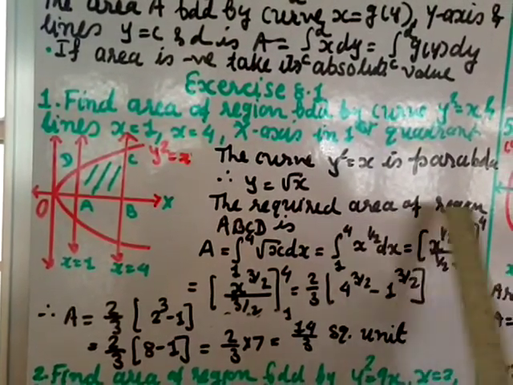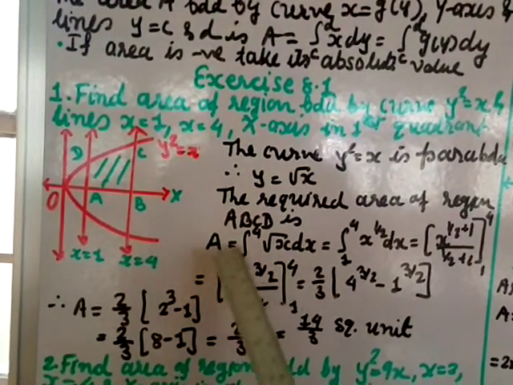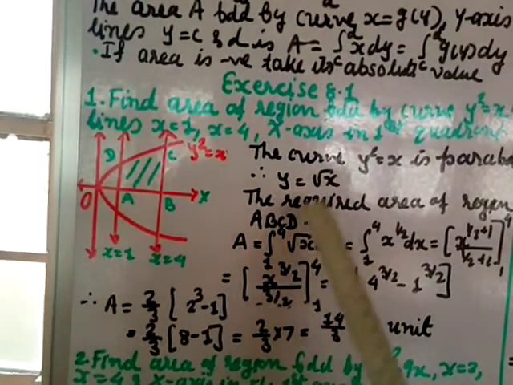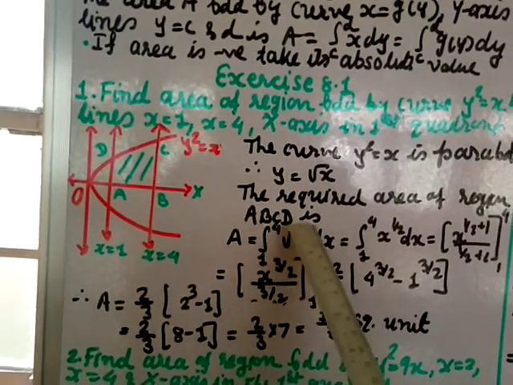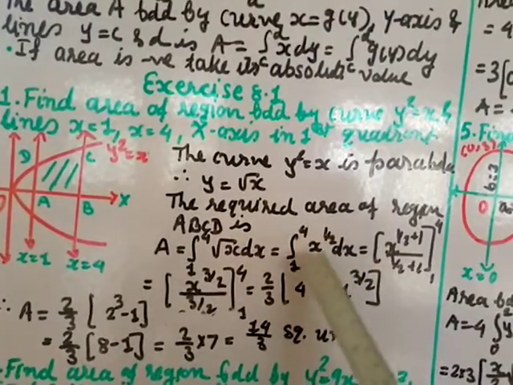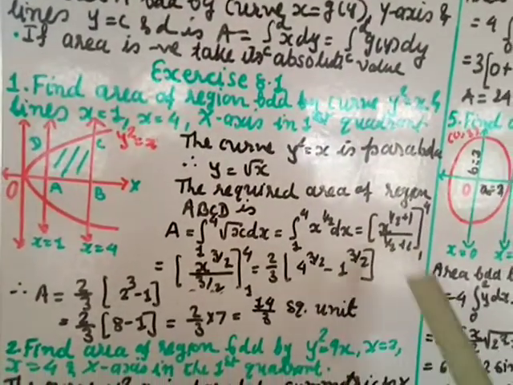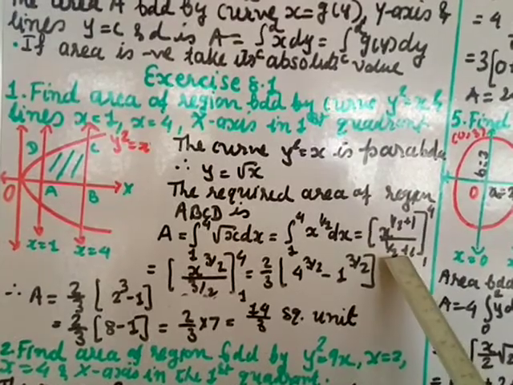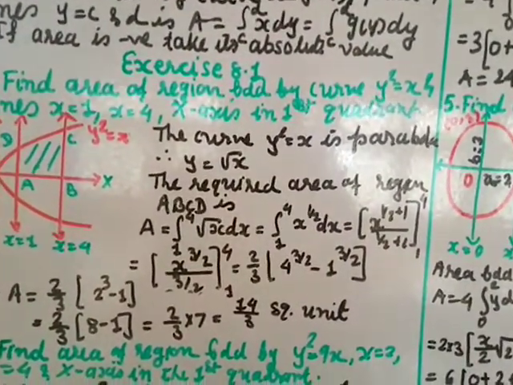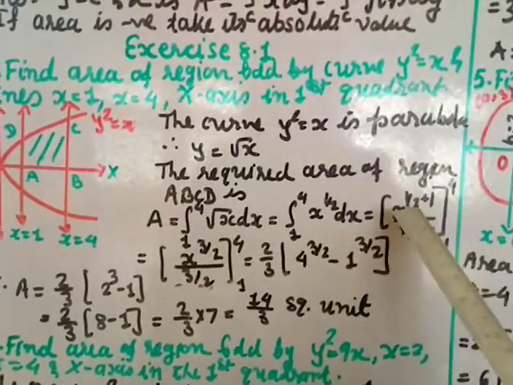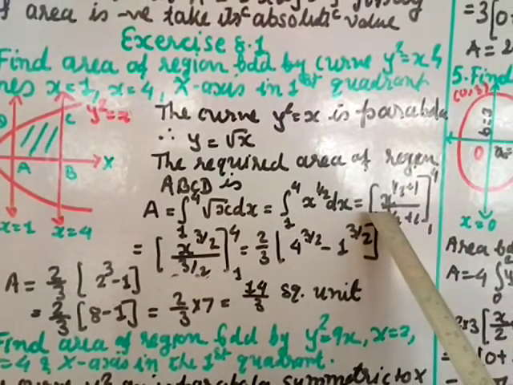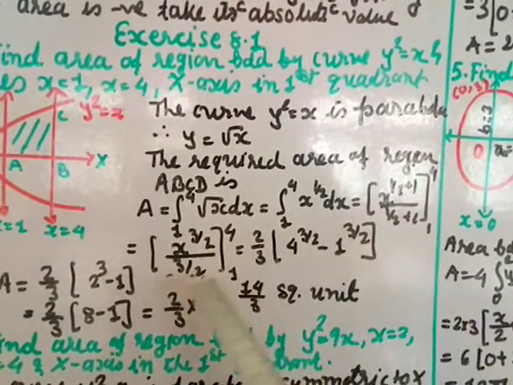The required area of the region ABCD is A equals the integral from 1 to 4 of y dx. So y is square root of x dx, and square root of x can be written as x power 1 by 2 dx. You have to integrate. Integral of x power 1 by 2, you use x power n, that is x power n plus 1 divided by n plus 1. So here n is 1 by 2, so x power (1 by 2 plus 1) divided by (1 by 2 plus 1), limit 1 to 4. I take the LCM here, so 2 plus 1 is 3, so 3 by 2 here. And here also 2 plus 1, so 3 by 2.